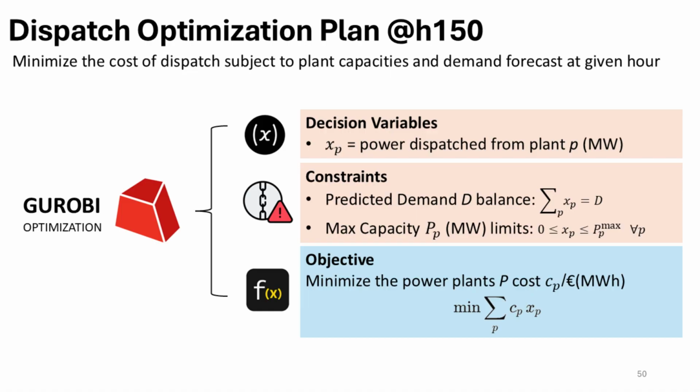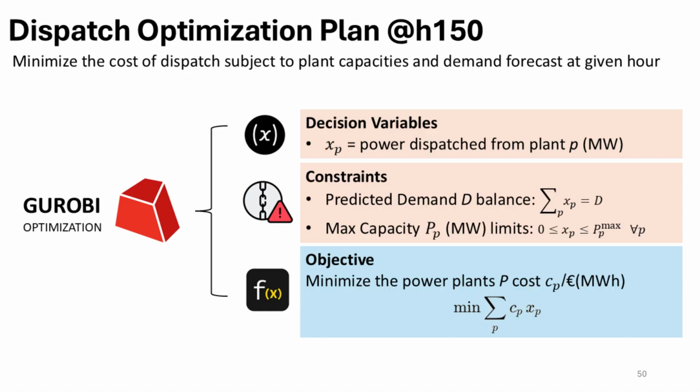Every optimization model must live within the boundaries of reality, which we define through constraints. Predicted demand balance: the sum of power from all plants must exactly equal our predicted demand D. This is expressed mathematically as the sum of generation equals demand. This ensures the lights stay on at hour 150 based on our SARIMA forecast. Max capacity limits: each plant has a physical ceiling. The power dispatched from a plant must be greater than or equal to 0 and less than or equal to its maximum capacity, cap_p. This ensures we don't ask our 15 megawatt solar plant to produce 20 megawatts.